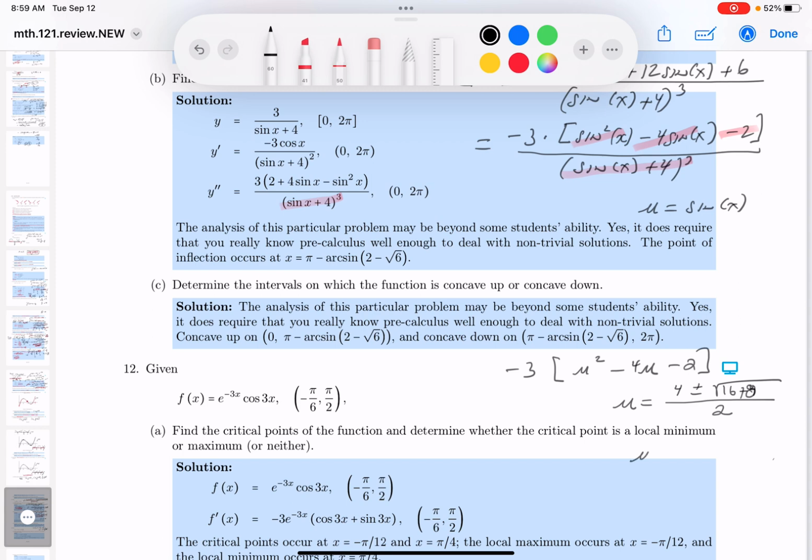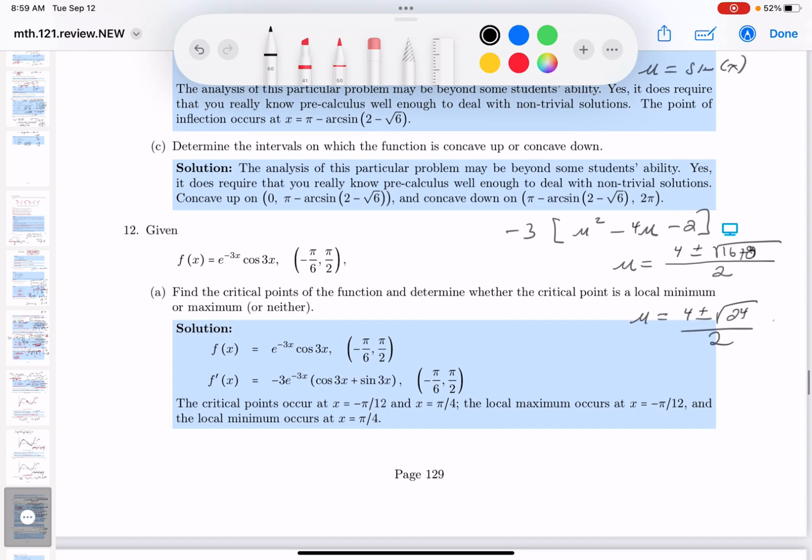What do you get? U is 4 plus or minus a terrible number. 16 and 8 is 24, over 2. And yep, it's a tough one. So what do you get here? U is 4 plus or minus. Well, I hope you realize that 4 times 6 is 24, and the square root of 4 is 2. So 2 root 6. What do you get in the bottom too? So u is 2 plus or minus the root of 6. Well, use two different numbers. It could be 2 plus root 6.